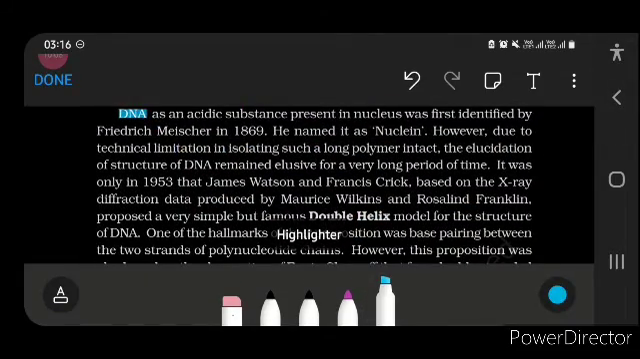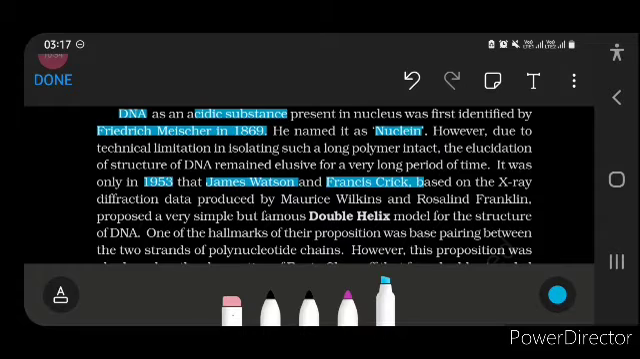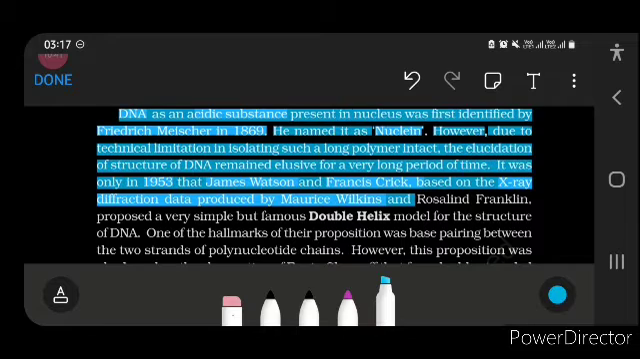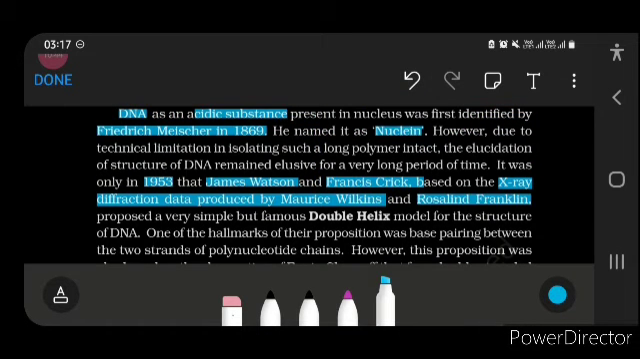DNA as an acidic substance present in the nucleus was first identified by Friedrich Miescher in 1869. He named it nuclein. However, due to technical limitations in isolating such a long polymer intact, the elucidation of the structure of DNA remained elusive for a very long period of time. It was only in 1953 that James Watson and Francis Crick, based on X-ray diffraction data produced by Maurice Wilkins and Rosalind Franklin, proposed a very simple but famous double helix model for the structure of DNA.